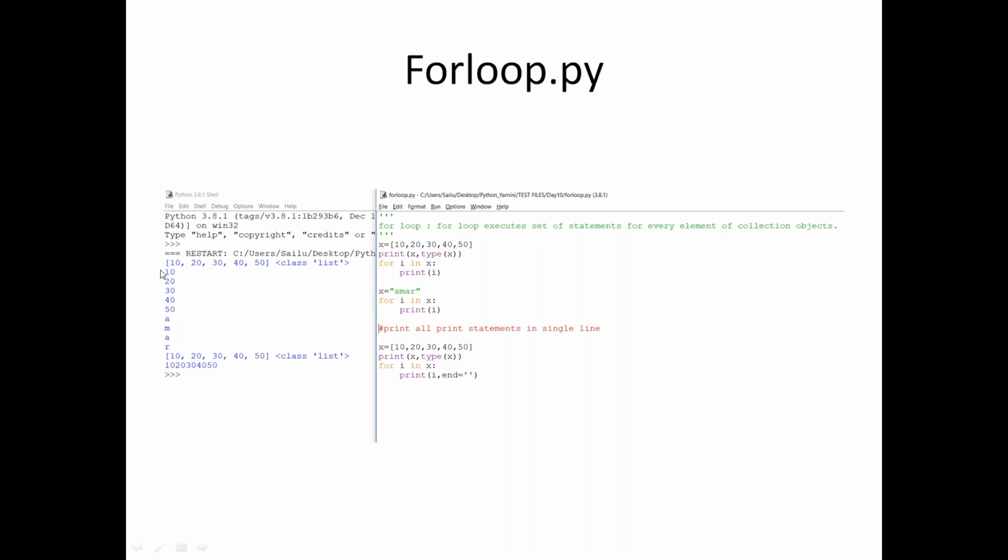Now there might be a case where, instead of displaying 10, 20, 30, 40, 50 separately in each row, I want to display them one after one. So you can use the end parameter. When you are printing, end equal to a space. The system is going to display 10, 20, 30, 40 and 50 on one line. If you give end equal to a comma in quotation marks, then it will be separated with commas. Whatever special character you give.